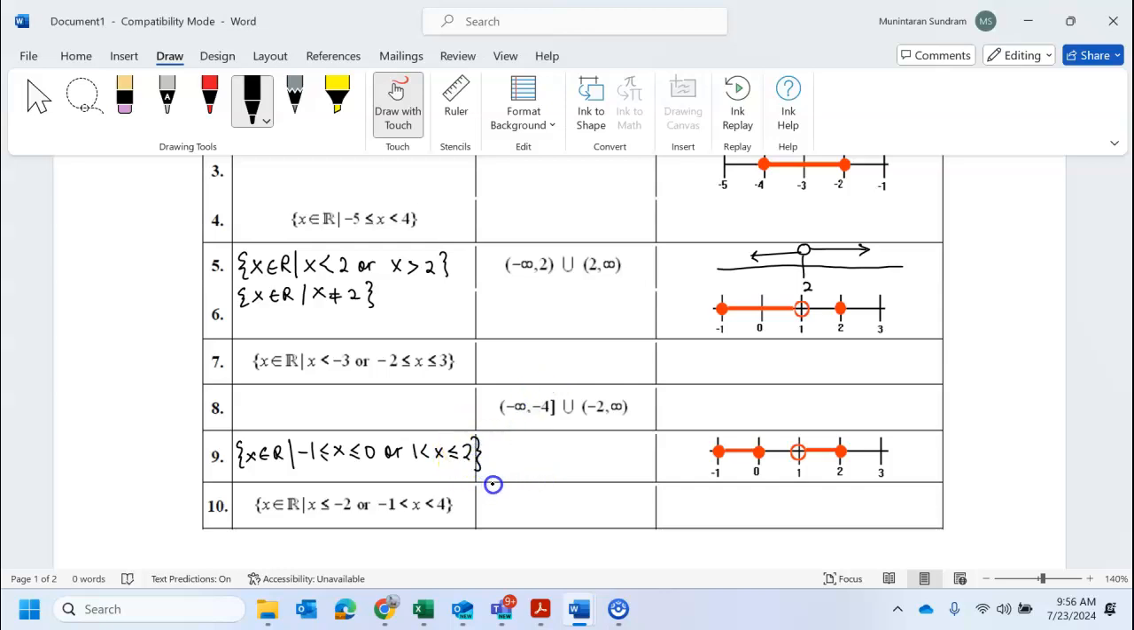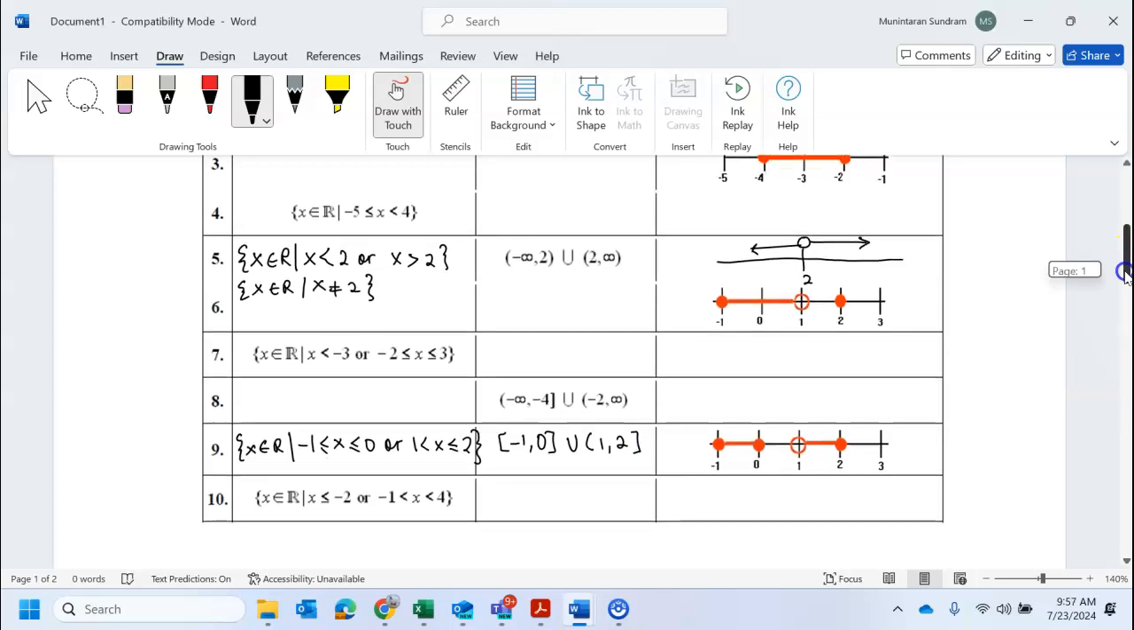In terms of the interval notation, you're going to get square bracket -1 comma 0 close, union, open bracket 1 comma 2 inclusive. Okay, 1 comma 2 inclusive.